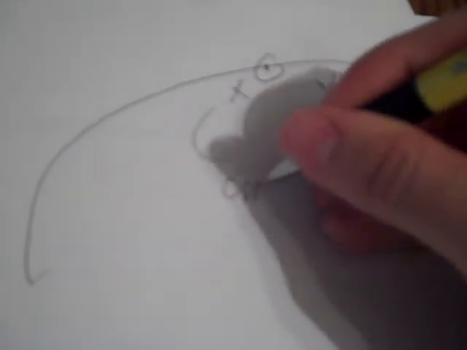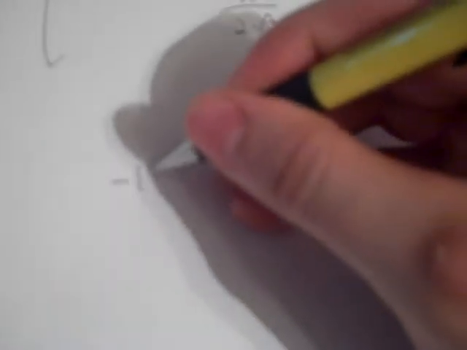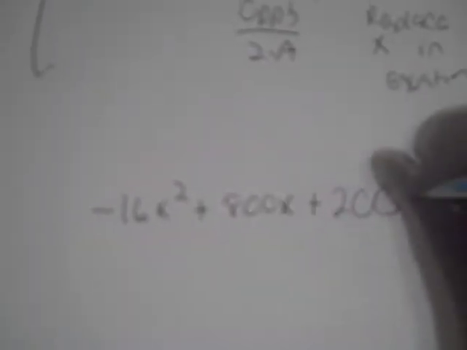Opposite of B, divided by 2 times A, and then replace X in the equation to find the Y. Talking gravity here, so negative 16x squared needs to make an appearance. And then the feet per second come next, so plus 800x. And it says initial height of 200 feet. And then we equal that to y. Or you can put y equals in front, it doesn't matter.